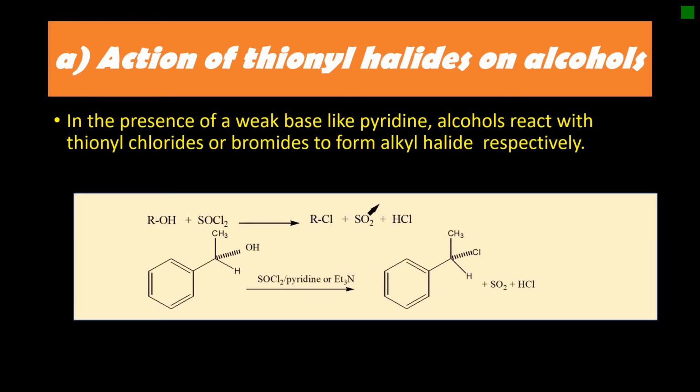Here we have a general equation and an example. Here this is an alcohol, this is thionyl chloride, which are reacting through substitution reaction to give an alkyl halide, sulfur dioxide, and hydrogen chloride. This is an example of alcohol which reacts again to give this alkyl halide.